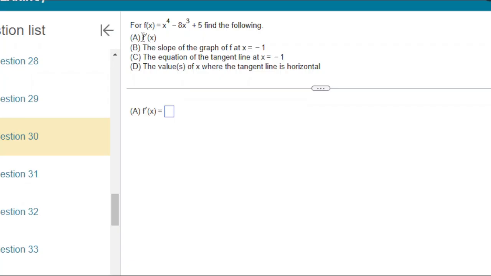By the way, there's several other questions like this. For this, find f prime of x. So you take the derivative, that's pretty simple. Find the slope of the graph at negative 1. So you'd find f prime of negative 1. That would be part B. And then find the equation of the tangent line at negative 1. How do we do that?